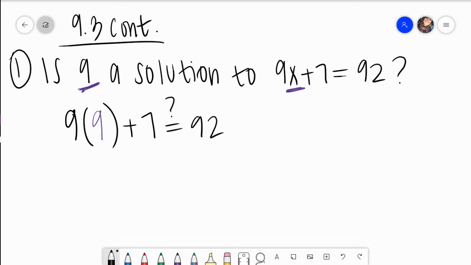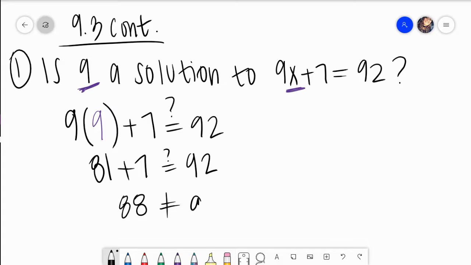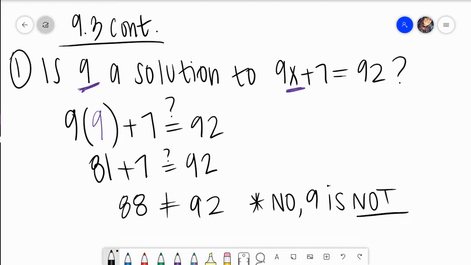So if you do 9 times 9, you get 81 plus 7. Is that the same as 92? If you combine those terms right there on the left, you get 88, which is not equal to 92. So your answer would be no. 9 is not a solution.